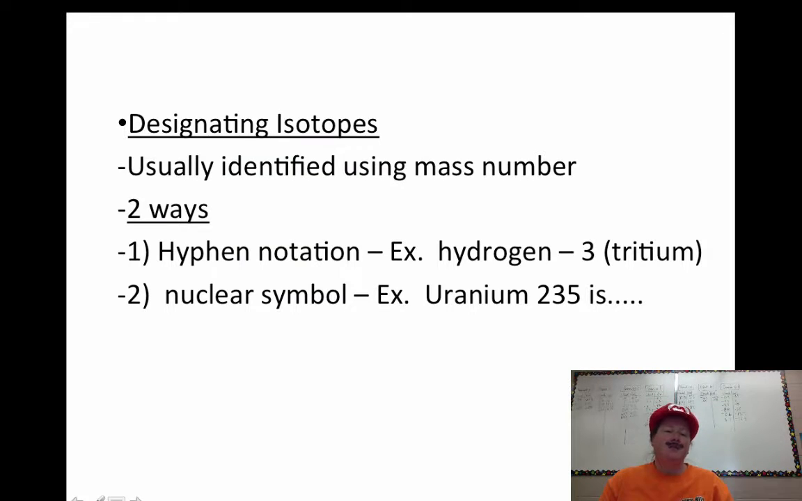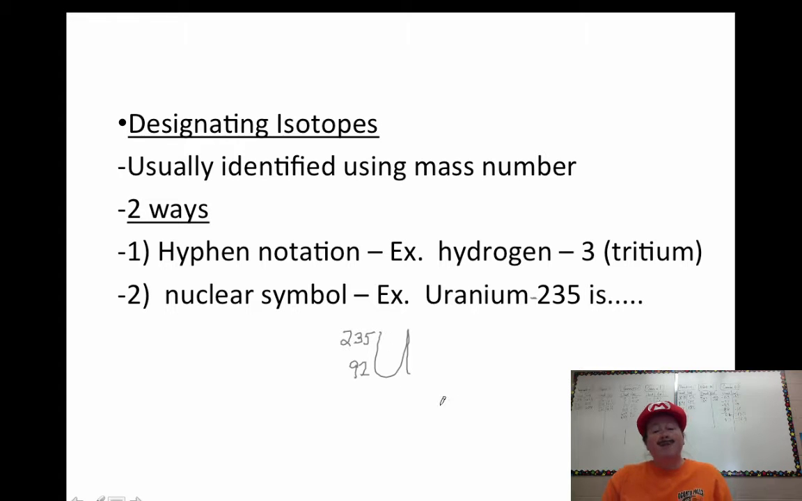Okay, so this is just a summary of what I talked about in the previous slides, the two ways to designate isotopes with the hyphen notation and the nuclear symbol. So a nuclear symbol for uranium-235 is going to include the element symbol, U. The atomic number for uranium is 92. And if it's uranium-235, that means it has a mass of 235.